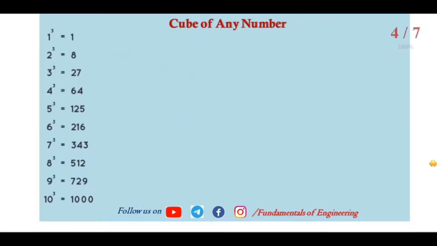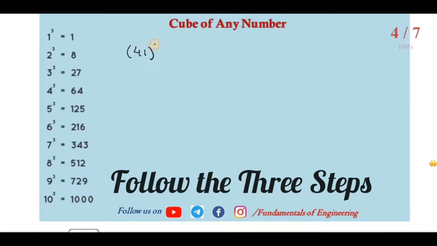Again, we take another example to find the cube of 41. Simple steps. What do we have to do? First, take the cube of the first number: 4 cubed is 64, and 1 cubed is 1, which we have written. Then the square of the first number, 4 squared is 16, into the second number 1, we get 16.